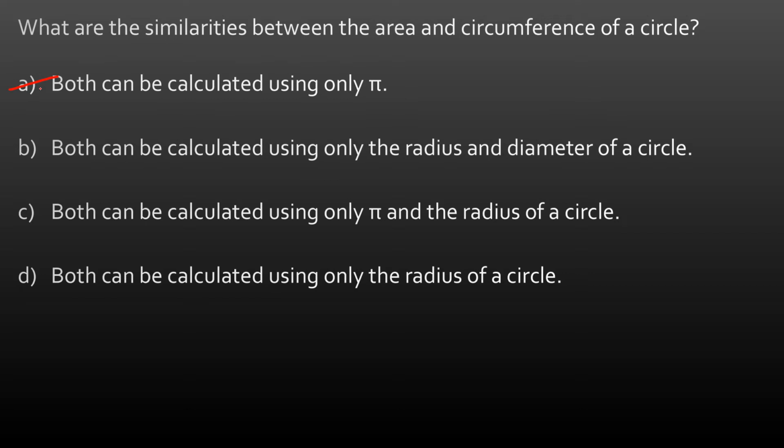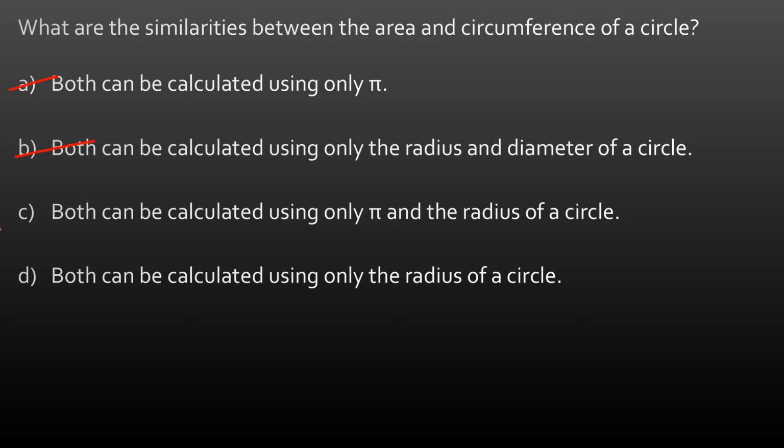B says both can be calculated using only the radius and diameter of a circle. Well, that's not true either because I need my pi, right? I gotta have both. C says both can be calculated using only pi and the radius of a circle. That one sounds pretty good to me.